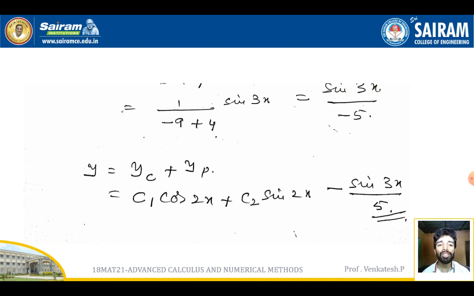So the square is not applicable for the negative term here, so I will get minus 5 only. Now combining both this yc and yp, I'll get y is equal to yc plus yp. So the solution will be c1 cos 2x plus c2 sin 2x minus sin 3x by 5 is the solution for the given non-homogeneous differential equation of the type 2.